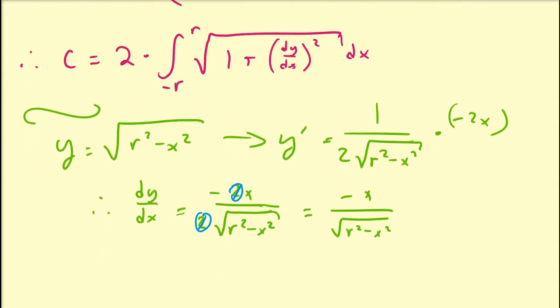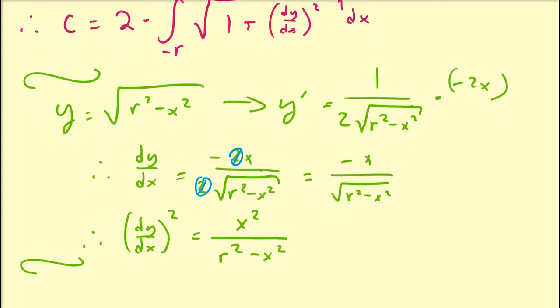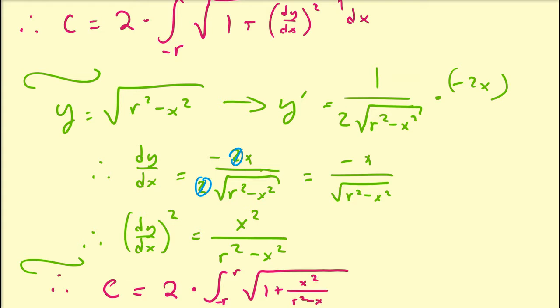Since we need to square this in the arc length formula, we might as well square it here just to make things simple. So dy dx squared is going to be equal to square the top, becomes x squared, and squaring the square root makes it disappear. And that gives us that. Alright, so now we're going to go back to our integration formula to finish out the proof. So c is going to be equal to 2 times the integral from minus r to r of the square root of 1 plus this term, x squared over r squared minus x squared, with respect to x.